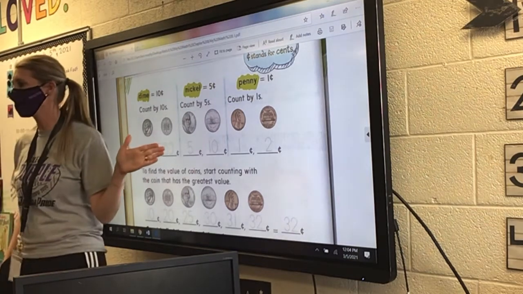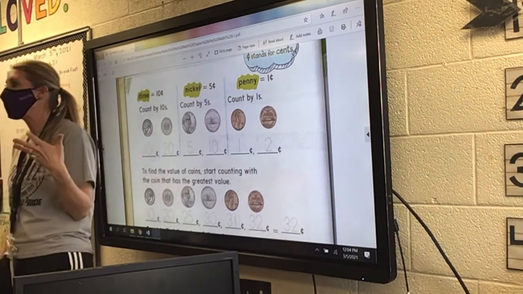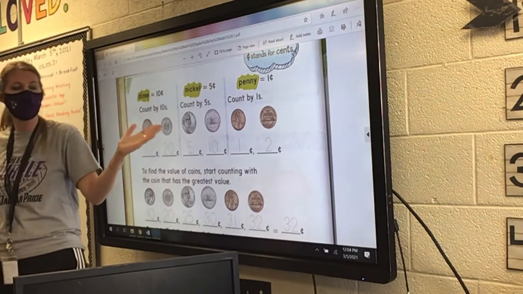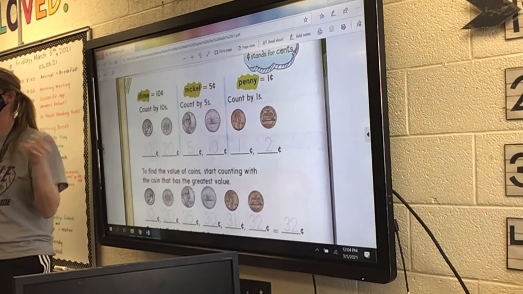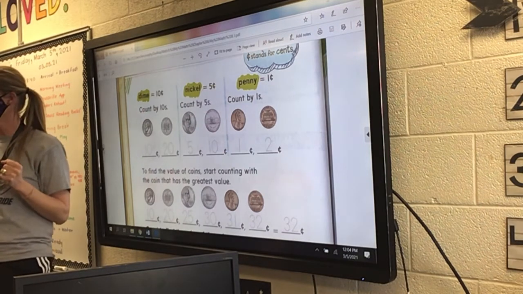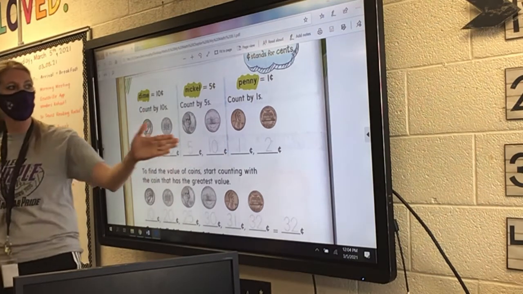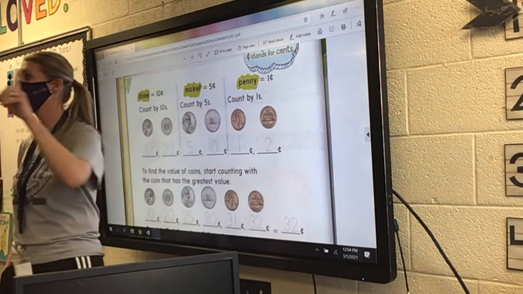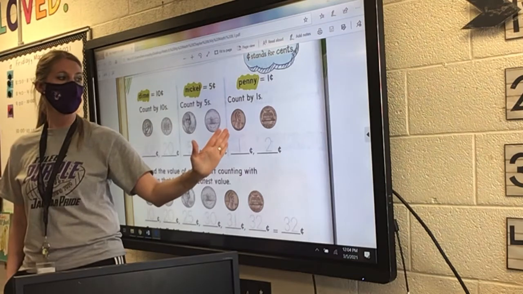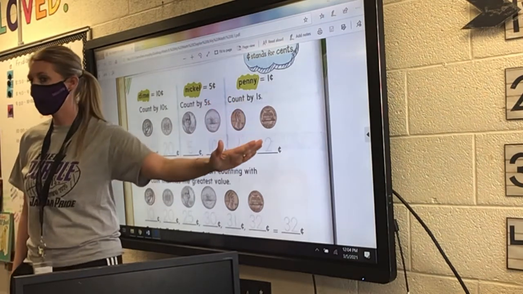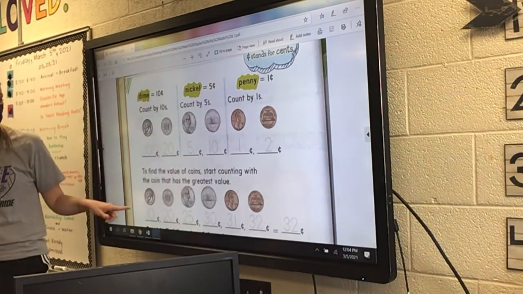The next one is nickels. So if I have a nickel, I'm counting by fives. So on this one, if I have 2 nickels, I have 5, 10. Go ahead, count it and trace it. And the last one is pennies. If I have 2 pennies, I'm counting by ones because they're worth 1. Their value is 1. So I have 1 penny, which is 1 cent, and another penny would be 2.